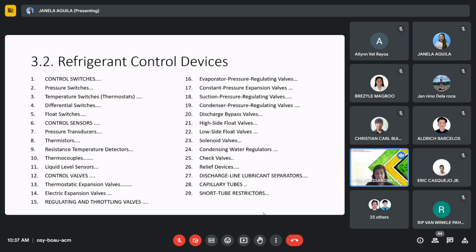And next naman po ay ang relief devices. So for the relief devices naman po, these devices are labeled as safety mechanisms in refrigerant control, promoting standard regulations, safety compliance, and preventing potential damage to the refrigeration system from hazards in which excess pressure conditions are likely to occur. And in terms of its function, these mainly operate by opening the valve or releasing a pressure relieving mechanism when the internal pressure exceeds the specified limits.